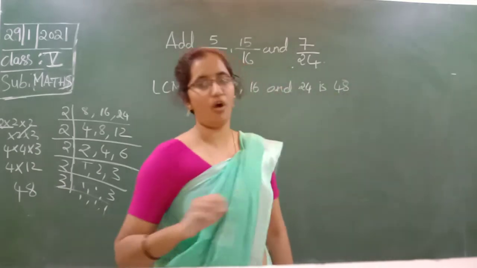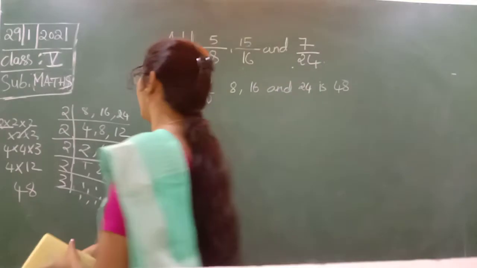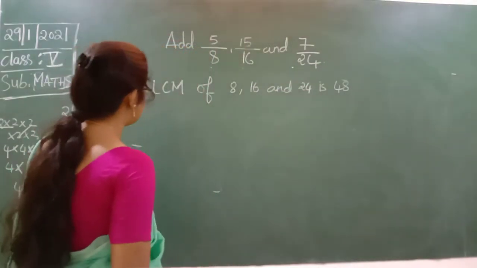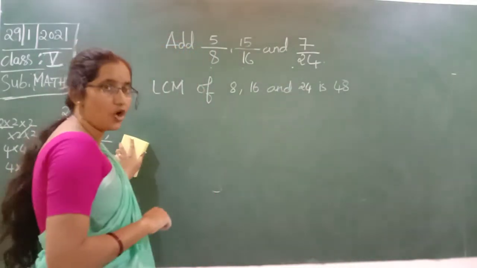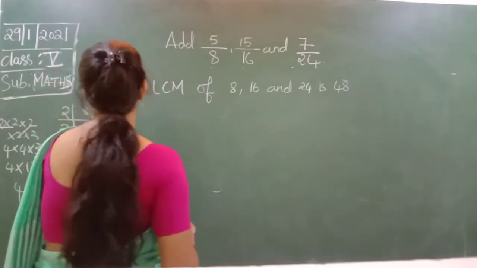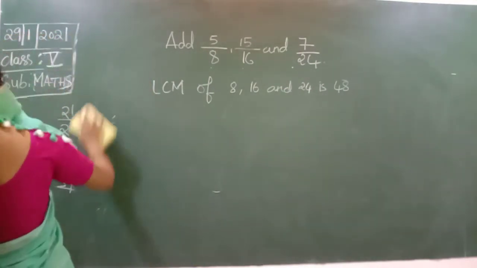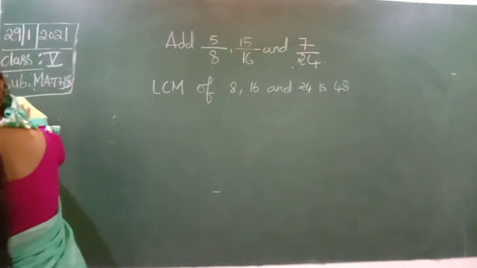Now convert all the fractions to like fractions. How? By making the LCM 48 as their denominator.